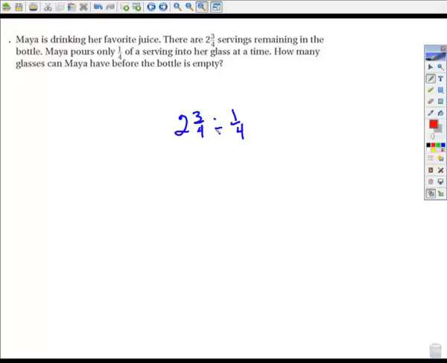Remember, the first thing we need to do is change the mixed number to improper. 4 times 2 is 8, plus 3 is 11/4, times, we change places here, so we multiply by the reciprocal, so times 4 over 1. I like to cross cancel if I can. 4 divides into 4 once and into 4 once. 11 times 1 is 11. 1 times 1 is 1. If I simplify this, this is just 11. So how many glasses? Maya can still have 11 glasses before her bottle is empty.